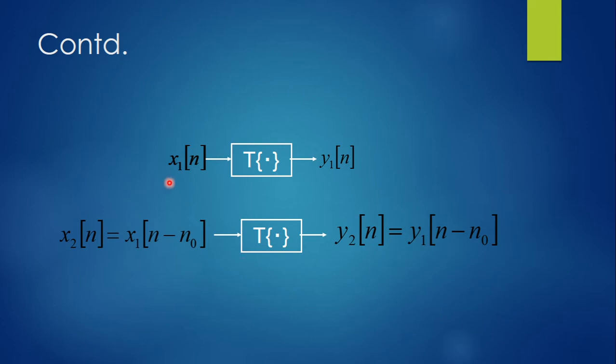Mathematically, you give x1[n], you are getting y1[n]. You give x1[n minus n naught]. If you get the output as shifted by the same n naught number of samples, your system is time invariant. If it is not shifted by the same number of samples, your system is time variant.